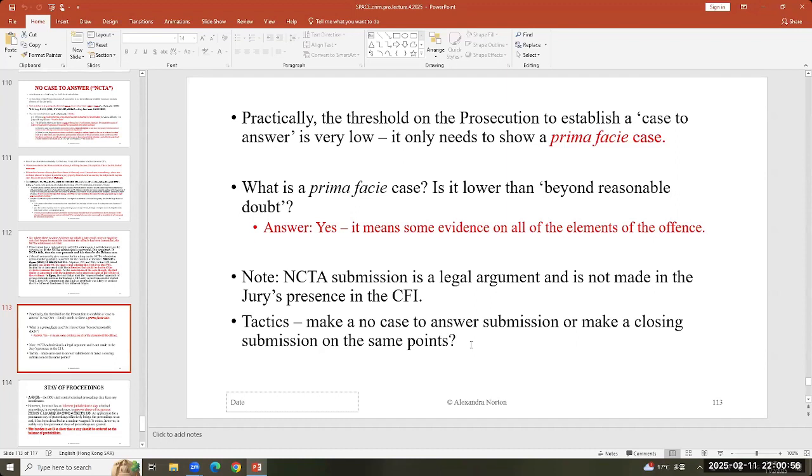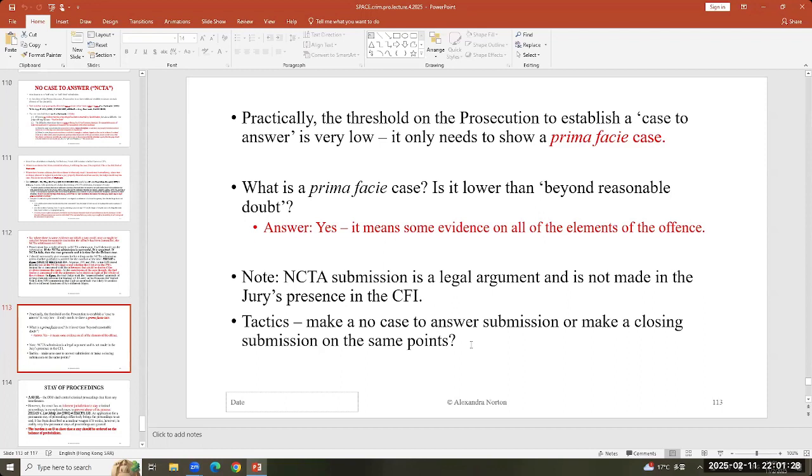Now, in the old days, when things were much more fun in court, you used to get some kind of indication from the magistrate sometimes. He would say, for instance, Miss Norton, is there any no case to answer submission? And if you said no, he'd say, really? I'm going to stand this case down 10 minutes. Go and think about it. And then you go away and think, oh my gosh, what have I missed? Oh, I better make a no case to answer submission. Oh, wait, he's acquitted. Great. That's the end of it, right?